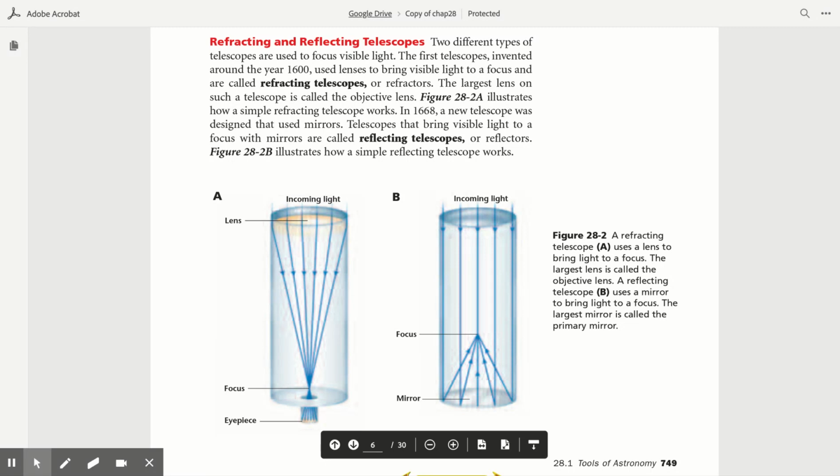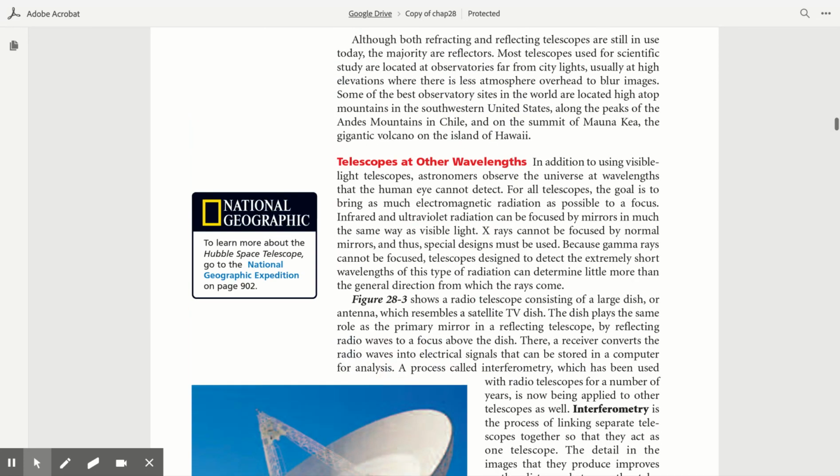In 1668, a new telescope was designed that used mirrors. Telescopes that bring visible light to a focus with mirrors are called reflecting telescopes, or reflectors. Figure 28.2b illustrates how a simple reflecting telescope works.